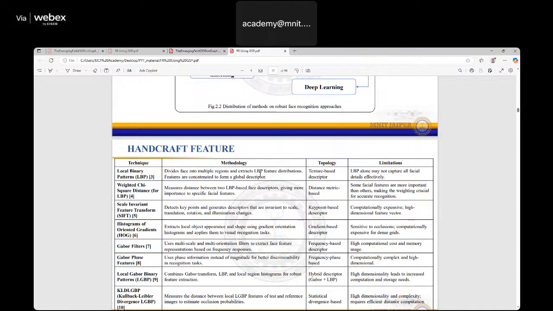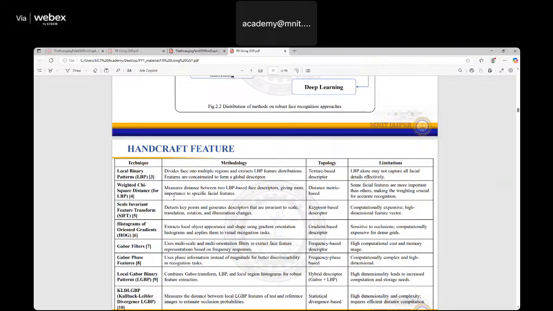What is available in the LBP is the relative neighborhood information with the central pixel. Features are concatenated to form a global descriptor, as it is basically a texture-based descriptor. LBP alone may not capture all facial details effectively, but mainly the texture. Another is weighted chi-square distance. It measures the distance between two LBP-based face descriptors. Some facial features are more important than others, making the weighting crucial for accurate recognition.